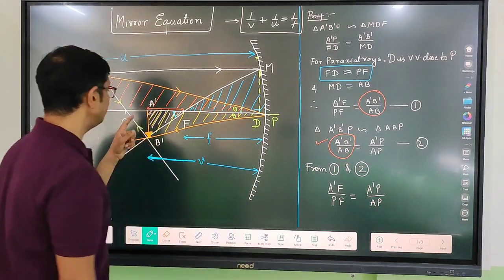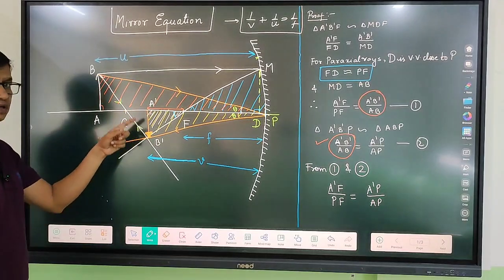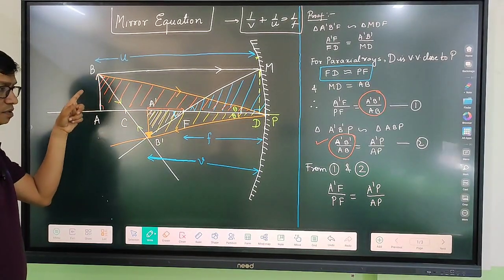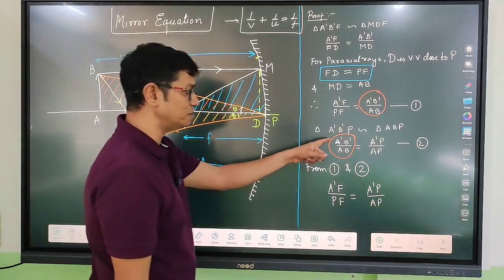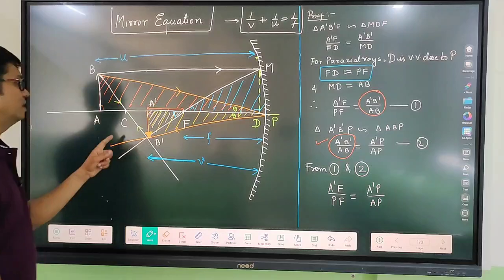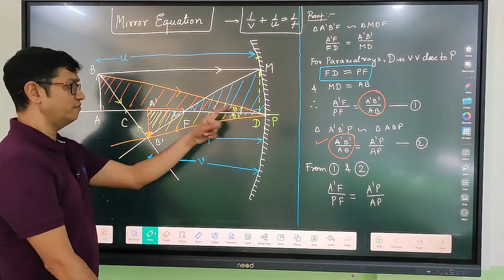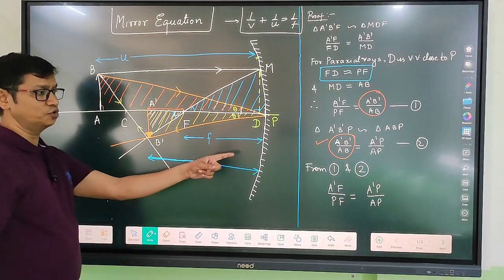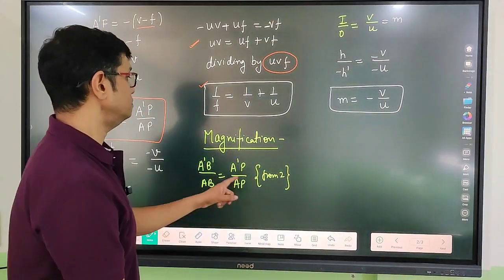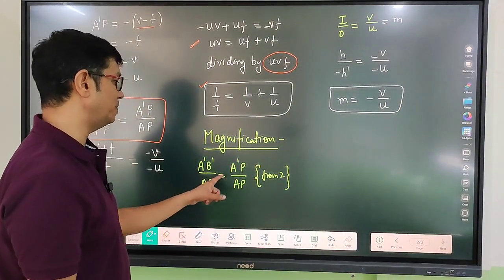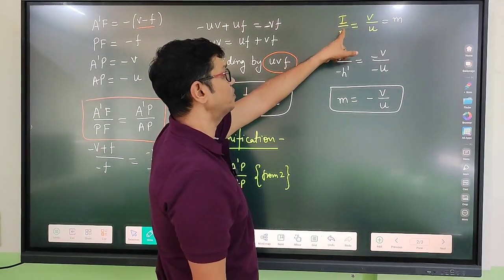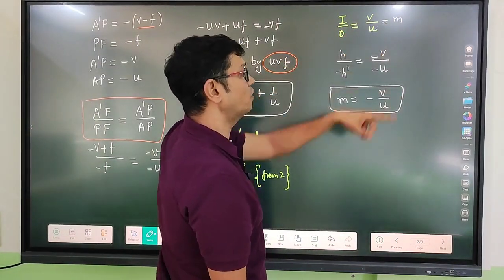Now if you see, A dash B dash is what? This is the height of the image. What is AB, guys? AB is the height of the object. So this is your magnification, height of image upon height of object. What is A dash P? A dash P is V, and AP is U. So let's just plug in the values here. Height of image upon height of object equals V by U, which we call M.